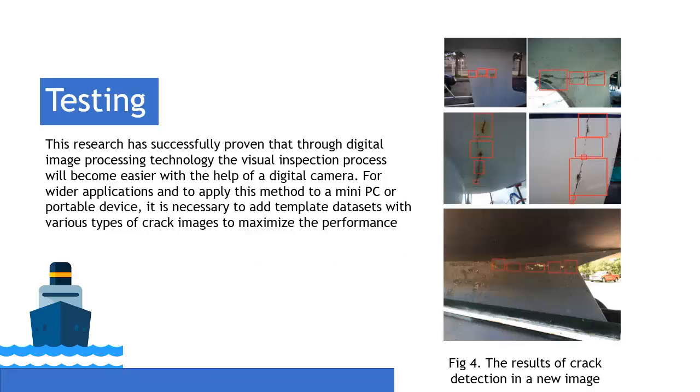As the result of testing performance, this research has successfully proven that through digital image processing technology, the visual inspection process will become easier with the help of a digital camera. For wider application and to apply this method to a mini PC or portable devices, it is necessary to add template datasets with various types of crack images to maximize the performance.